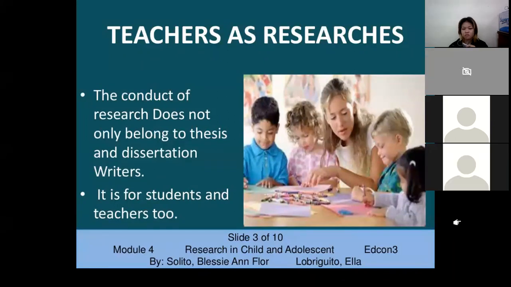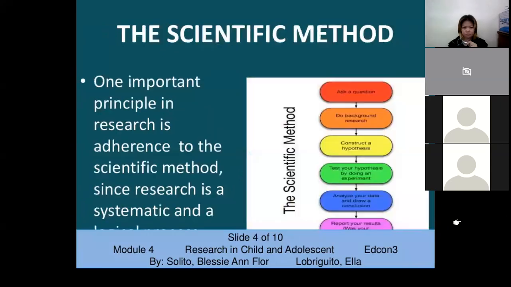The conduct of research does not only belong to thesis and dissertation writers. Even informal or simple research is very important to identify problems and, of course, provide solutions for them. As teachers, that's very important. That's why you should not only be good at identifying methodologies of teaching, but you're also supposed to be good at research. Research is not only for scientists and researchers, but also for teachers and students as well.